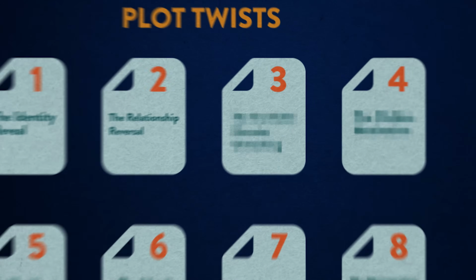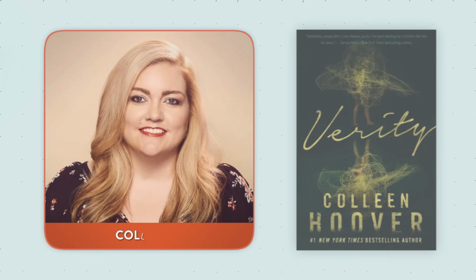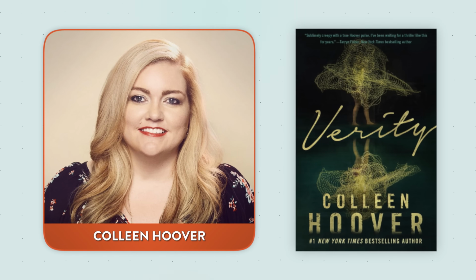This next point is probably my favorite plot twist. It is number 3, the unreliable narrator unmasking. So this is when the character telling your story reveals they've been lying, they've been omitting or slanting the truth, or maybe they just don't have a good grasp on reality. So many fantastic examples of this one, but let's start with Colleen Hoover's Verity.